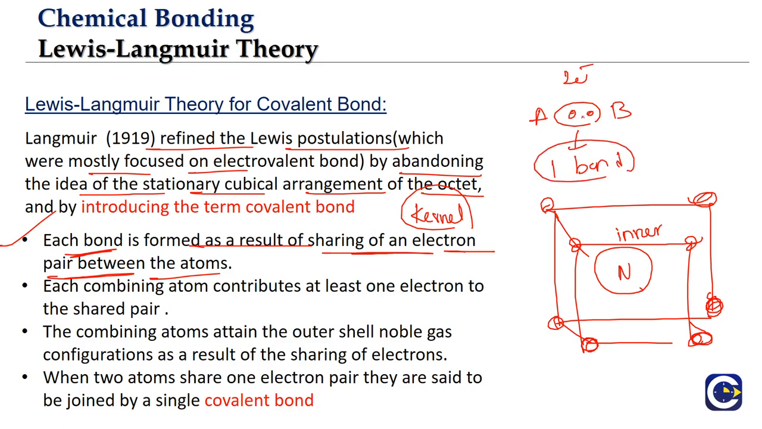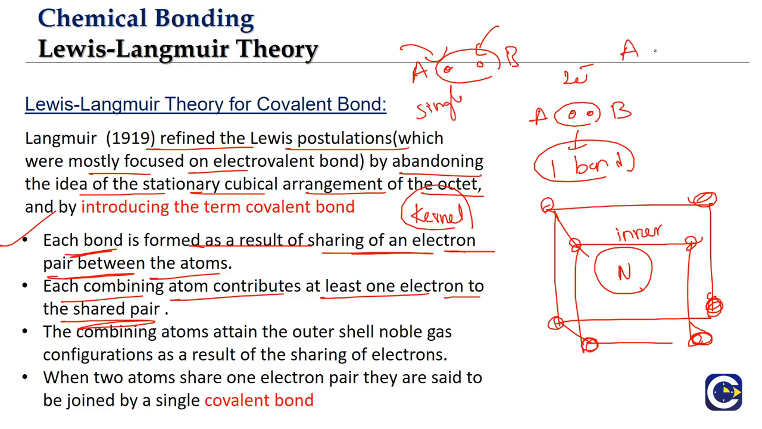And where do these electrons come from? Each of the combining atoms will contribute at least 1 electron for the shared pair. So for the electrons of the shared pair, one will come from atom A and one will be coming from atom B. This is the normal covalent bond, and this is what is called a single covalent bond.